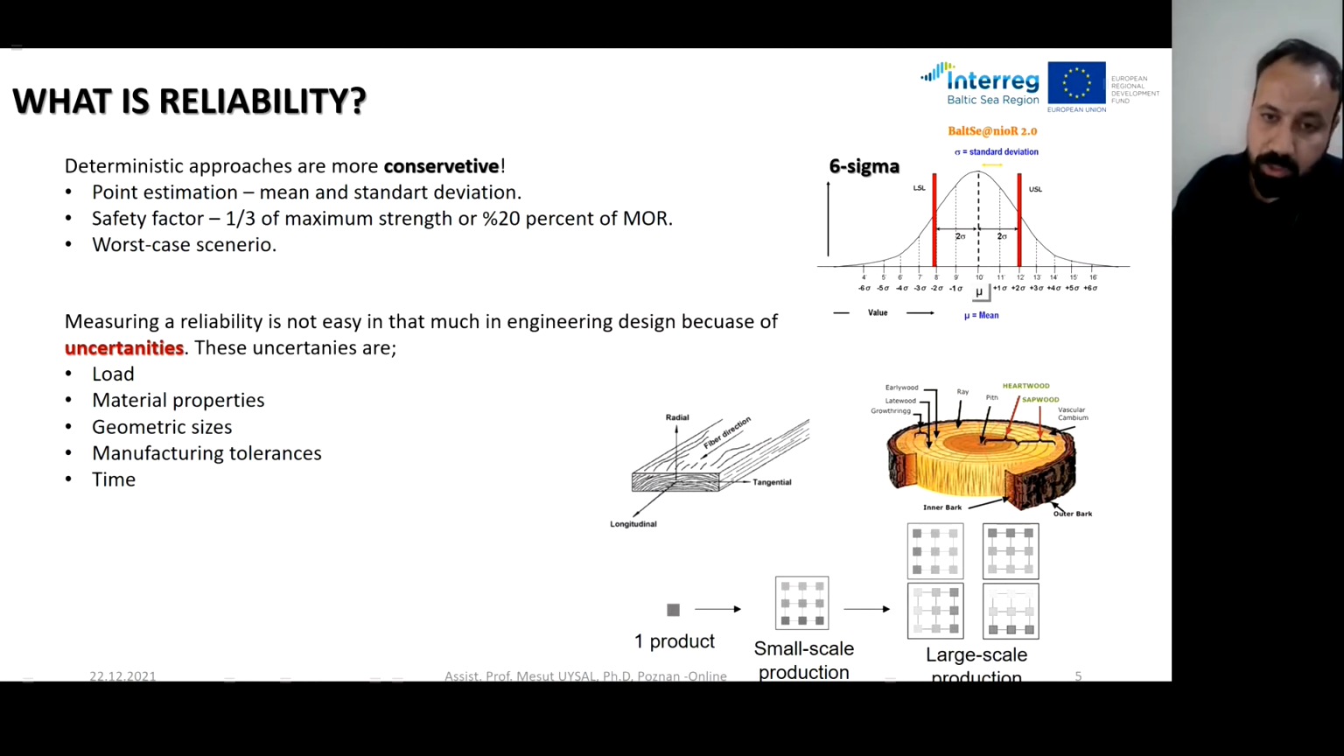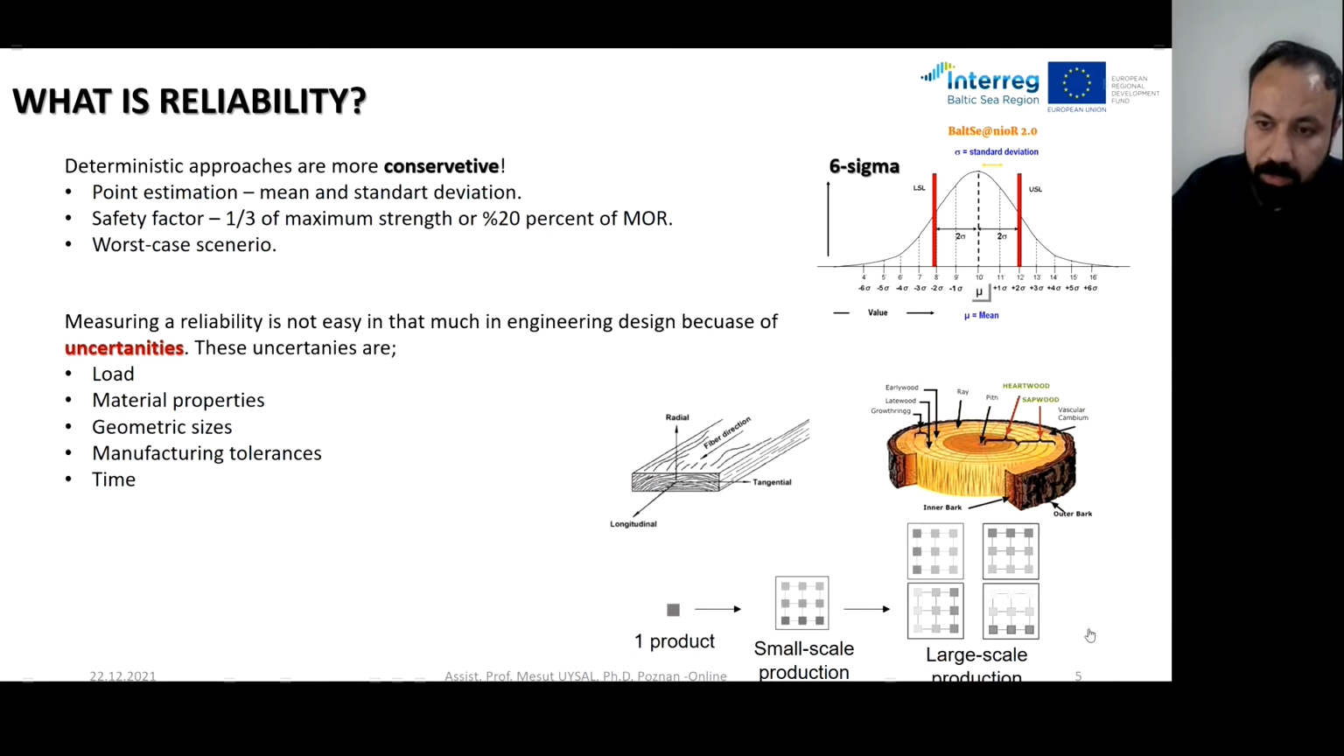Or also material properties. If we are talking about wood furniture, our material is orthotropic. Also, even if members come from the same trunk of the tree, the parts may come from softwood or hardwood, so their mechanical properties are different. Or geometric size, or manufacturing tolerances.